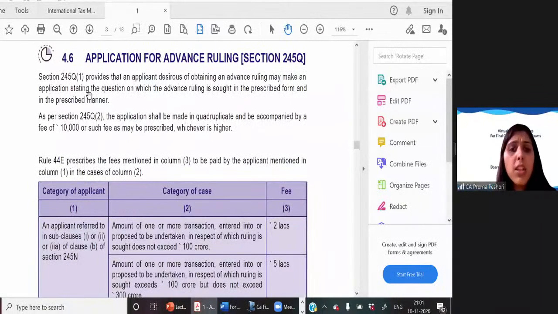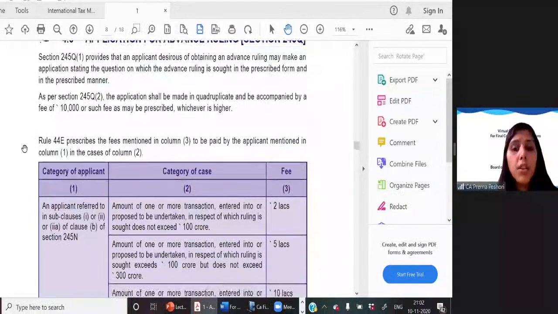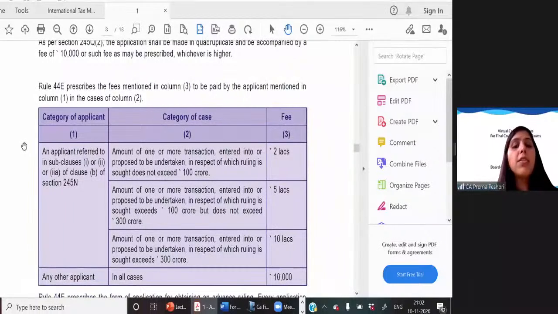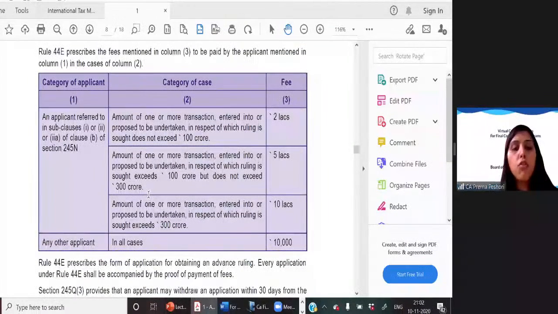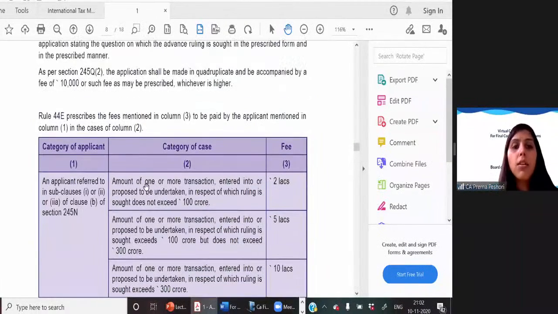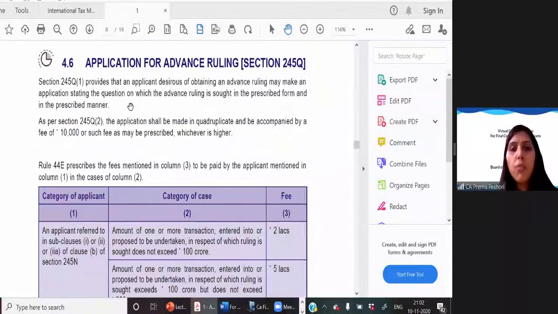This could be asked even in the objective question. Where the amount of the transaction is not exceeding 100 crore, the fee for application would be 2 lakh. Where it is between 100 to 300, it will be 5 lakh. And where it is more than 300 crore, it will be 10 lakhs. Clear? You will have to submit the application in quadruplicate. Whatever application you are making, the forms you will have to fill it like that.